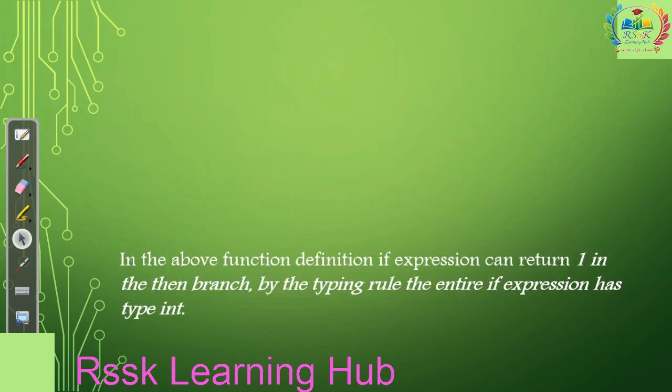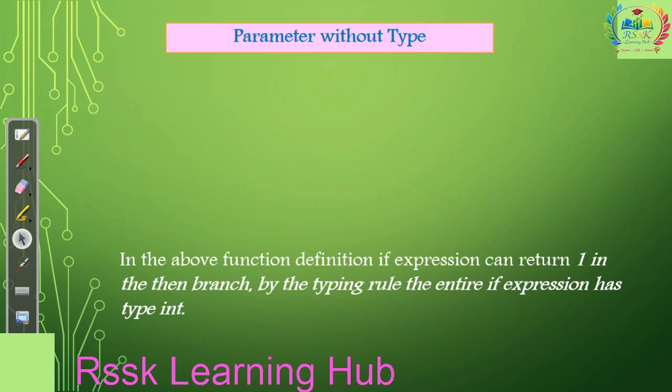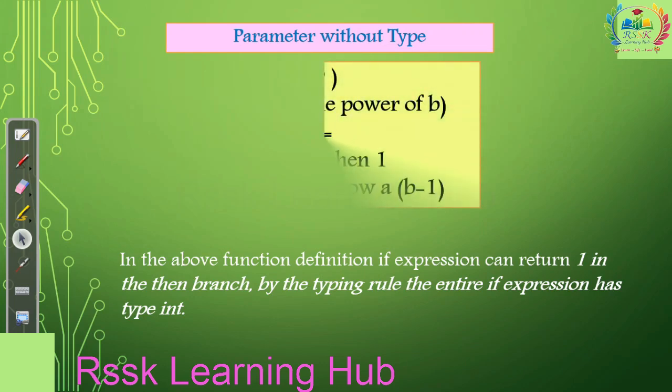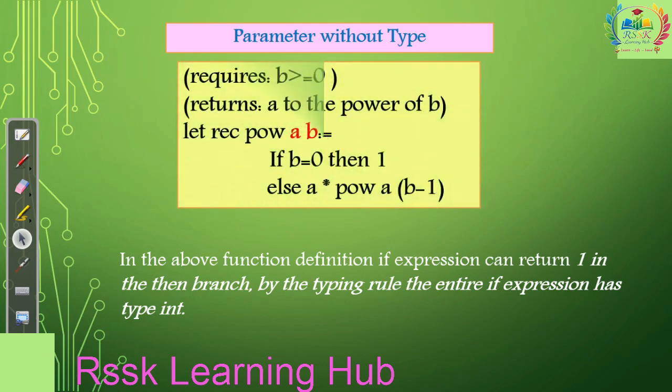Now coming to parameter without type. One more example that should be displayed in your book. Now see this one. This is a book example. Require b greater than or equal to 0. Return a to the power of b. Okay, this is the condition part.